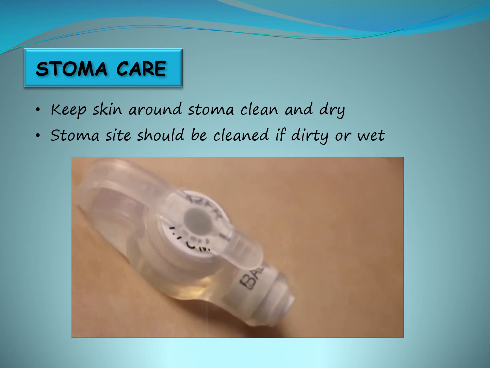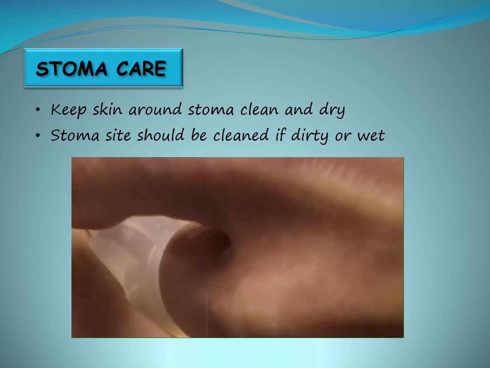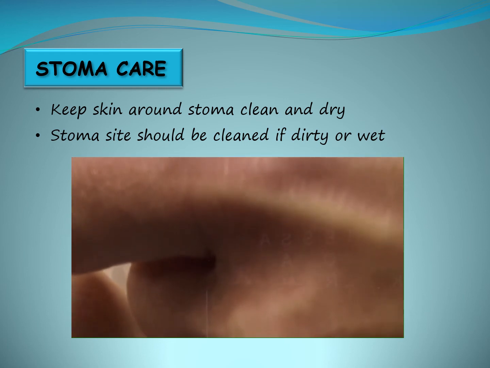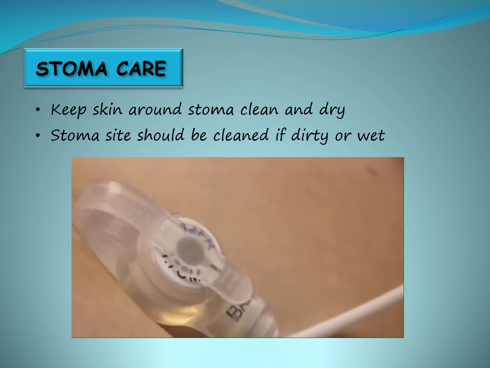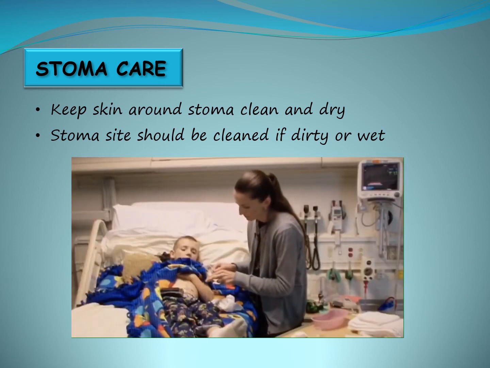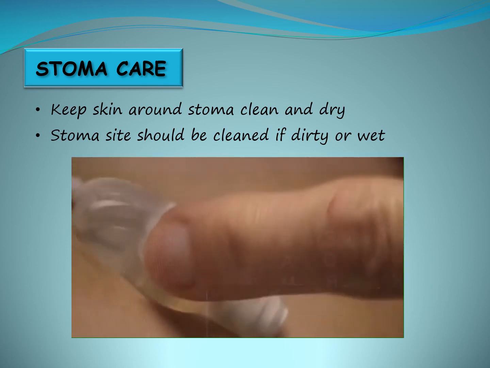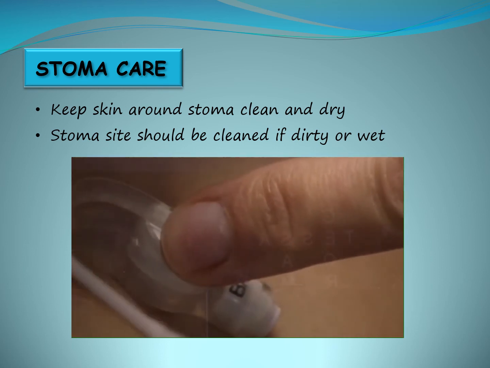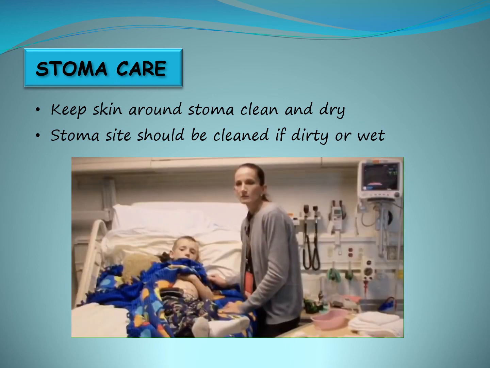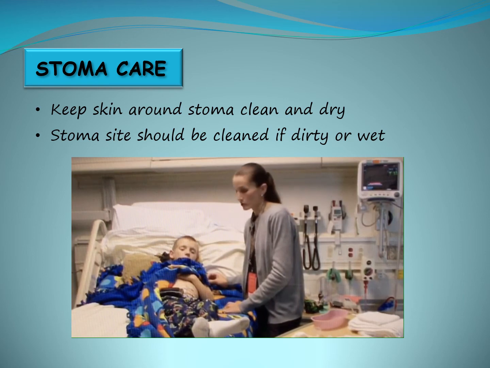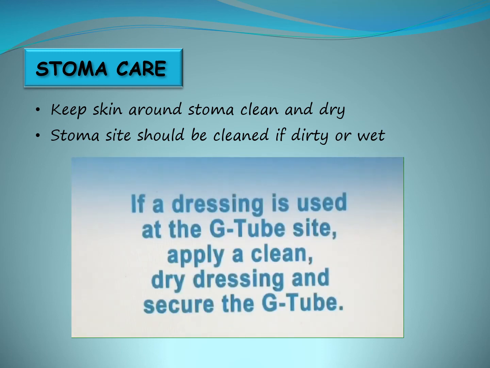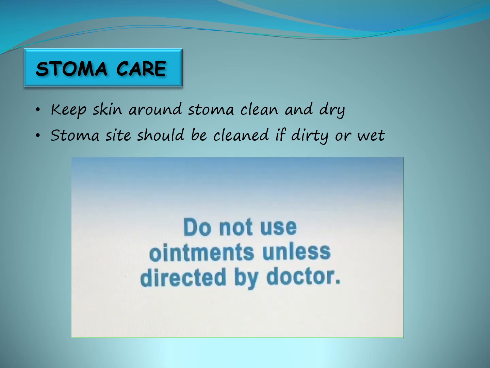You want to use any extra Q-tips that you have to, again, get in there around the edge of the G-tube and remove any of the wetness from the water that may still be under the tube. Most children with G-tubes can take a regular bath or a shower to clean around their G-tube. Be sure to check with your doctor first before doing this. If a dressing is used at the G-tube site, you can now reapply a clean, dry dressing and re-secure the G-tube. Do not use ointments around the G-tube site unless directed by your doctor.